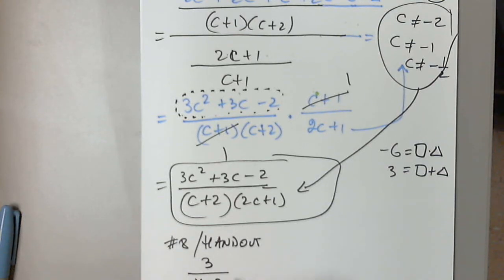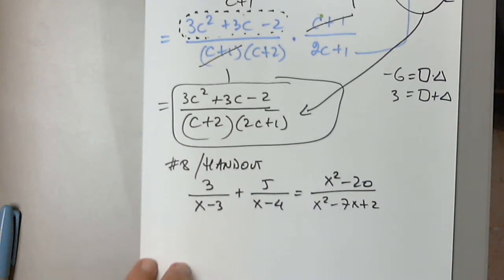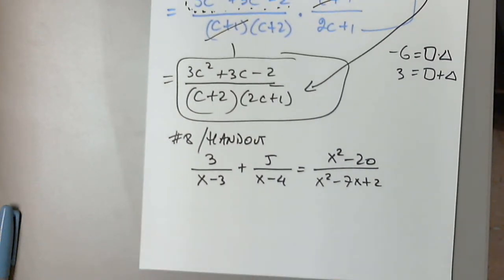3 over x minus 3 plus 5 over x minus 4 equals x squared minus 20 divided by x squared minus 7x plus 2. So we copied number 8 from the handout. You want to take a picture? Oh, yes, of course. You don't need to. All the handouts are posted. All the handouts are in Canvas. Everything. I just didn't have hard copies.